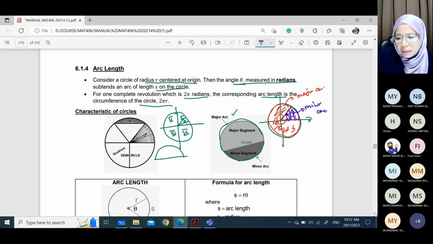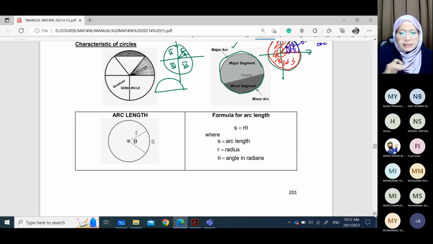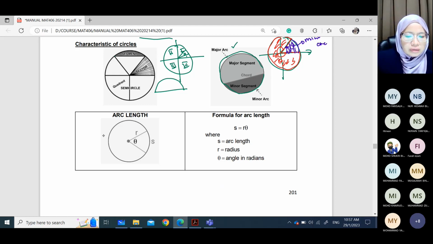Okay, so sekarang kita nak cari macam mana kita nak dapatkan arc length. So as you know, in a circle we can divide into several sector or several segment. So yang ini adalah radius. Okay, so radius ni jarak dia sentiasa sama. So apa maksud radius? Radius adalah panjang ataupun jarak daripada center kepada end point. So yang membentuk bulatan ni adalah point sebenarnya. Ini kita panggil sebagai point. So yang ini radius adalah jarak daripada center, pusat bulatan, kepada end point.